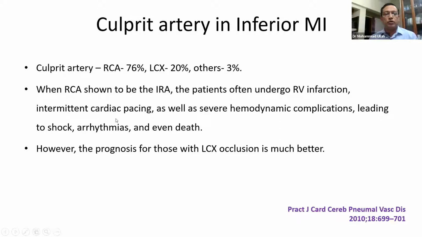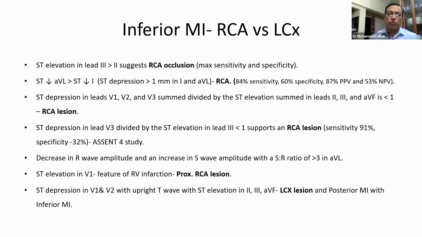When the right coronary artery is the infarct-related artery, the patients often have right ventricular infarction. There may be heart block or conduction defect. There is more hemodynamic compromise. And the mortality and morbidity is also high. The prognosis for those with LCX occlusion is much better. How can we differentiate this RCA and LCX occlusion?